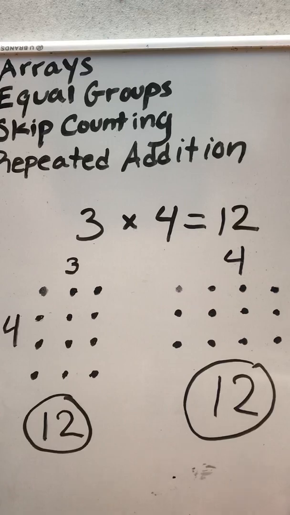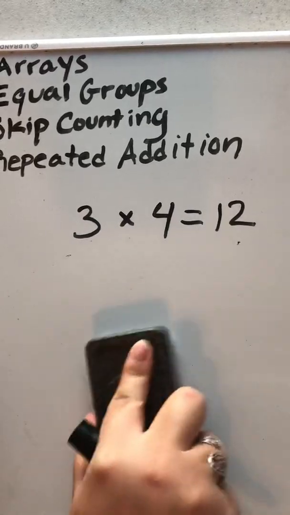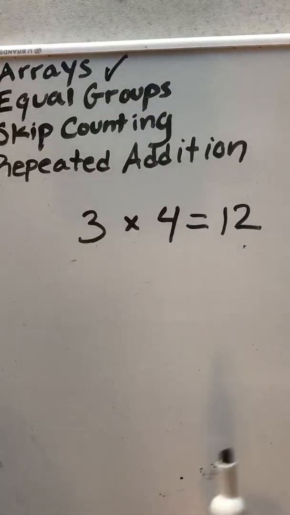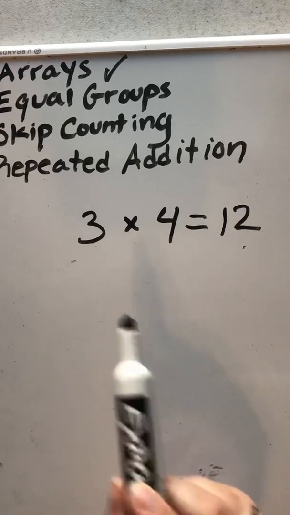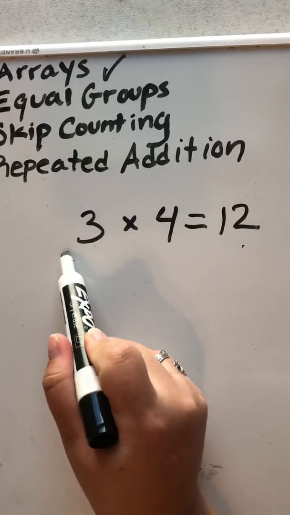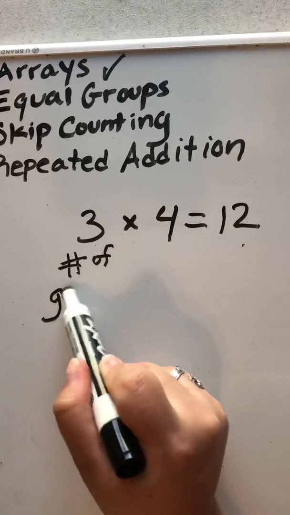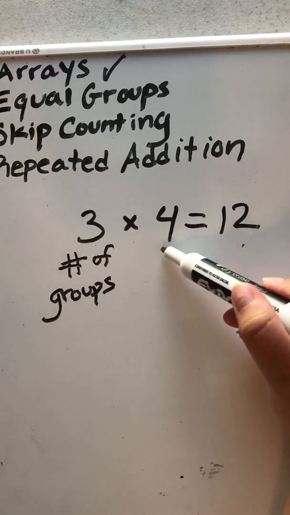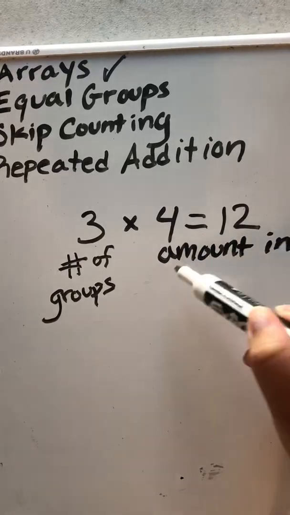Now, I also could have done this in some different ways. Let's see another way to get to the answer. Your answer will stay the same. We used arrays. Now let's try to use some equal groups. Now I could look at this and say my 3 represents my number of groups, and I could say my 4 is the amount in each group.